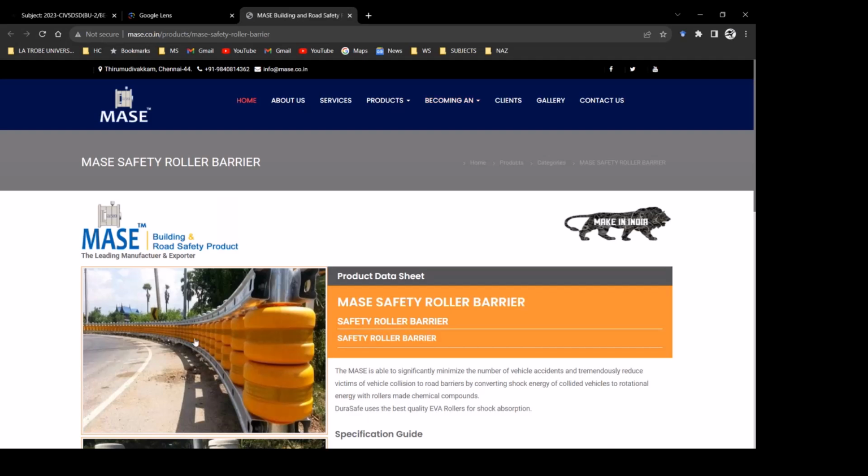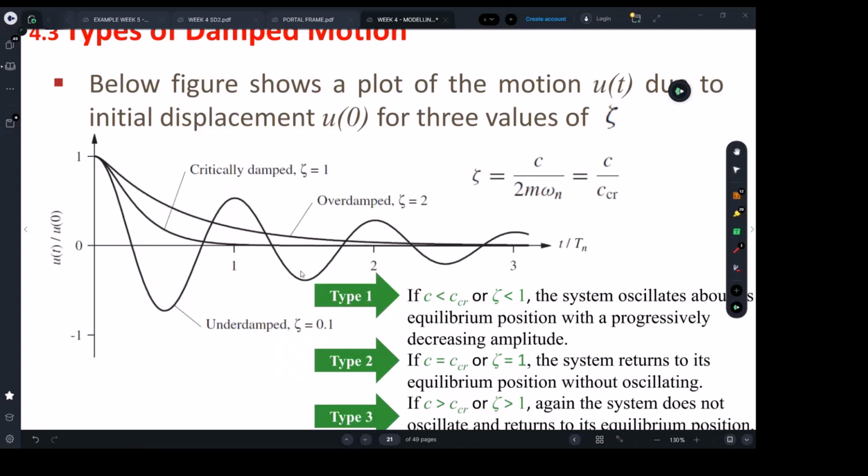And to achieve such a thing mathematically, it is basically what we're talking about here. You have to design your system in a way so that, as a designer, your C value will be more than the critical C, which you can calculate from the weight of the car and the frequency, whatever you can consider there.